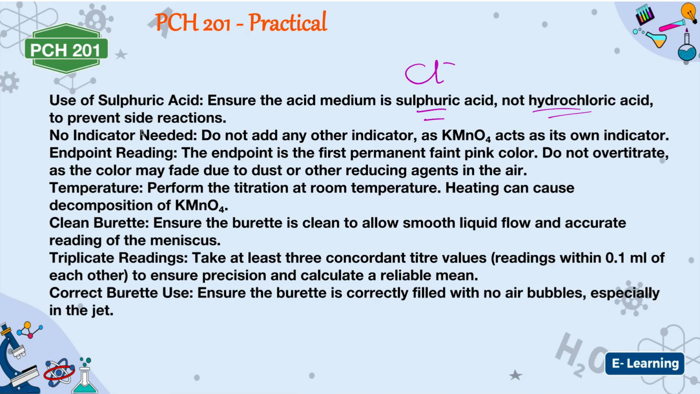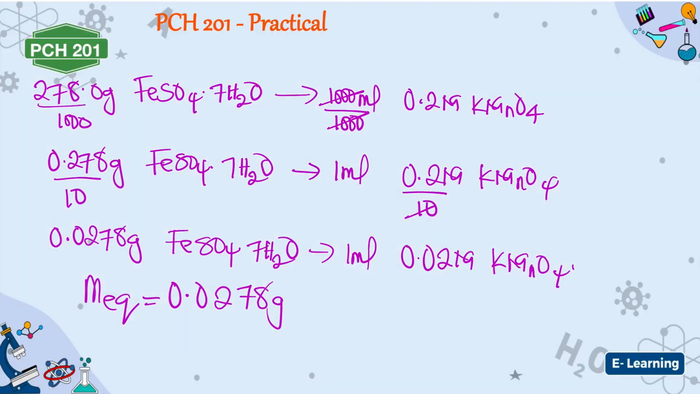No indicator is needed for this experiment. It's a precaution because why? KMnO4 acts as its own indicator. Then the endpoint: ensure that the first permanent pink color is the endpoint. Do not overestimate. Perform the experiment at room temperature. Heating can cause the decomposition of KMnO4. Use a clean burette. Ensure you do triplicate readings. Then correct burette reading. Ensure that there is no air bubble. All those ones, they are precautions that we are taking for this experiment.